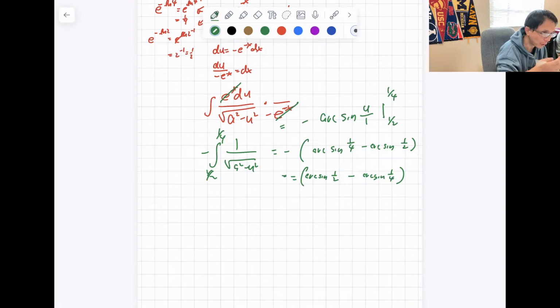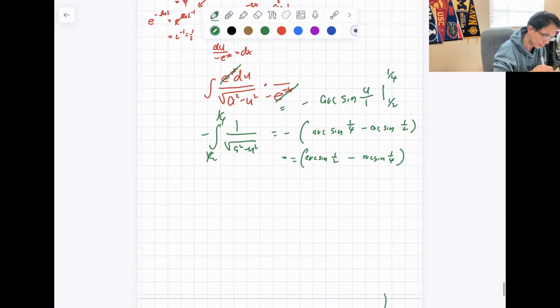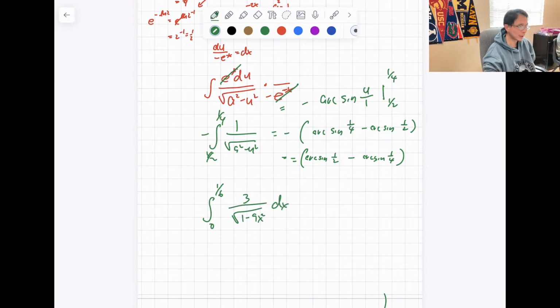You can try one of the homework questions. This one actually gets a really nice answer. The integral of 1 over root 1 minus 9x squared dx. This is actually one of the homework questions. I think this one has a nice answer if I remember correctly.